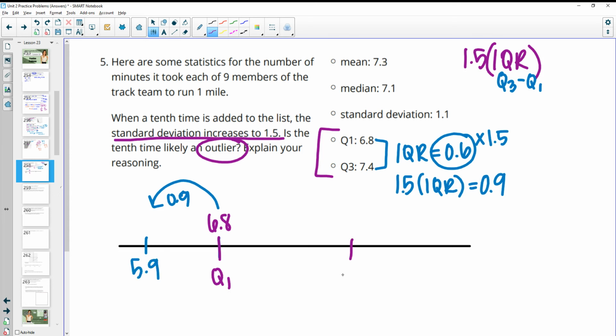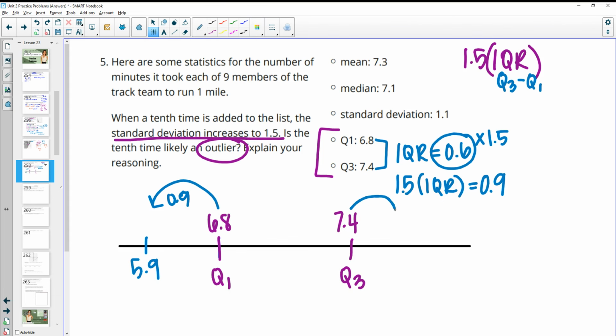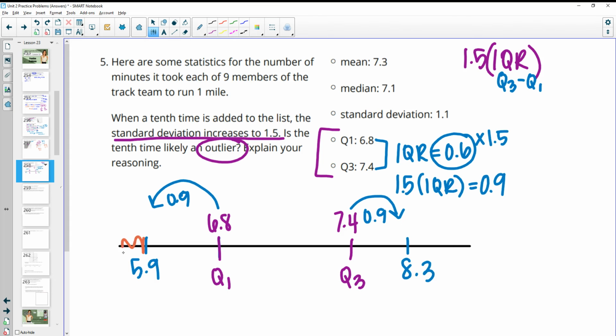Then our Q3 is up here somewhere at 7.4. So in order to be an outlier, it would have to be 1.5 times the IQR, or plus 0.9, above that 7.4. So up here at 8.3. So your outliers are going to be outside of this. So any numbers outside of here.